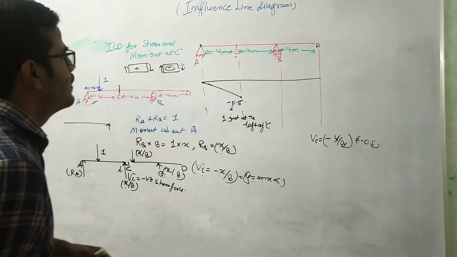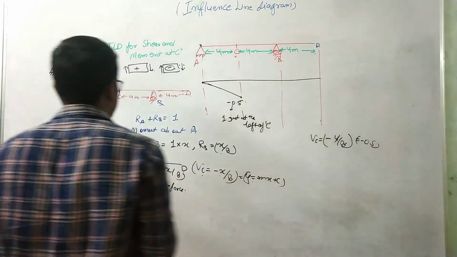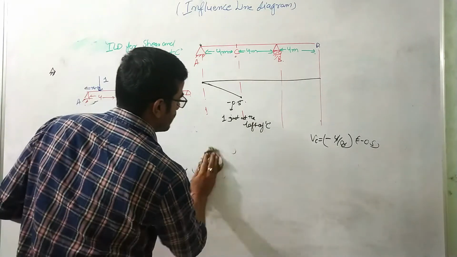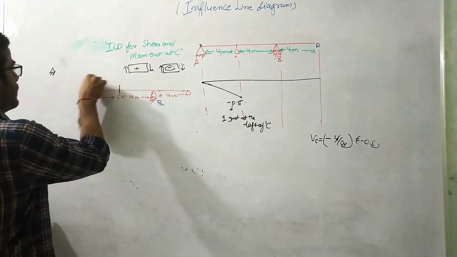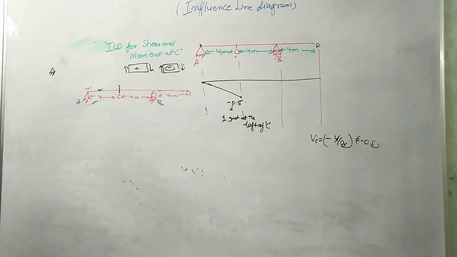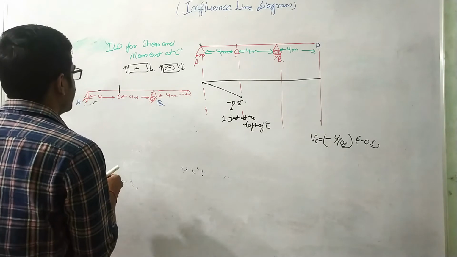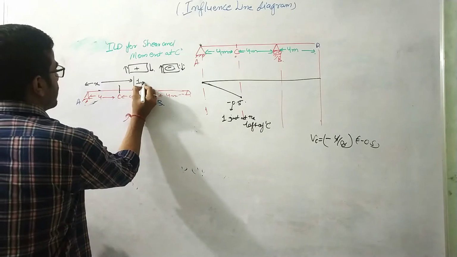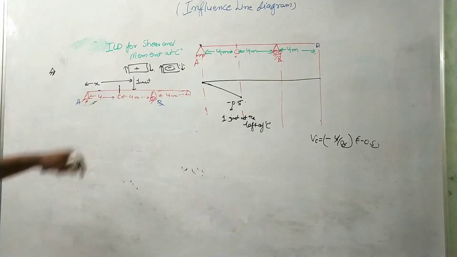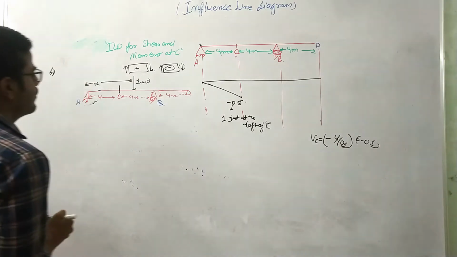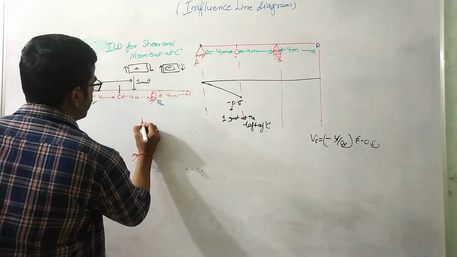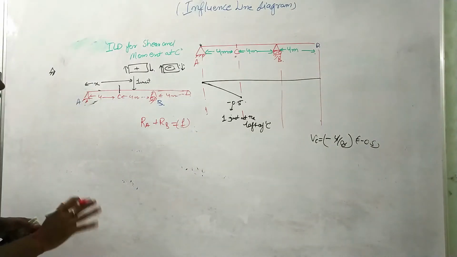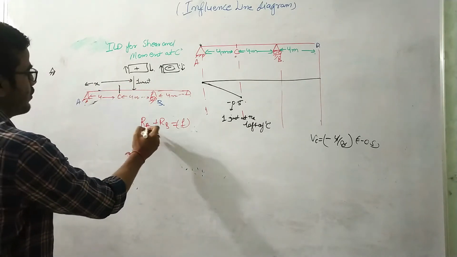Right? Now let us suppose this load comes at a distance of x from this location, this unit load. Okay, so when the unit load is at this position, I can write the same equilibrium equation: Ra plus Rb is equal to 1 unit load. This will be holding everywhere. Wherever the unit load is acting, this equation is valid everywhere.